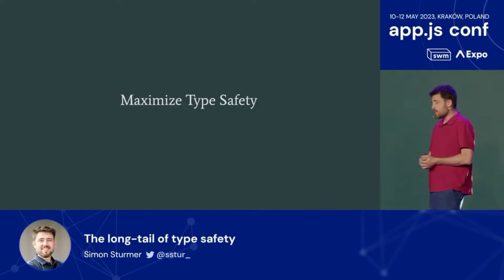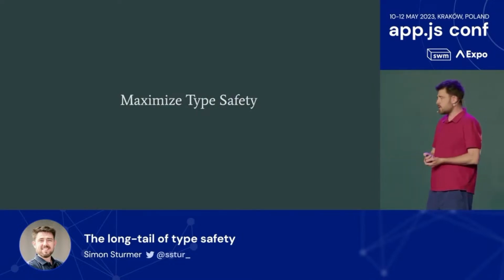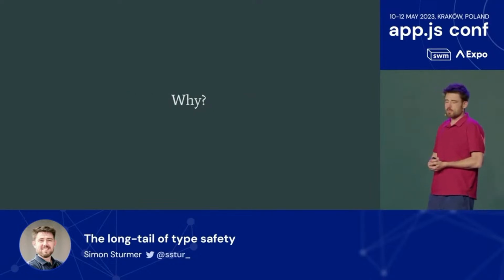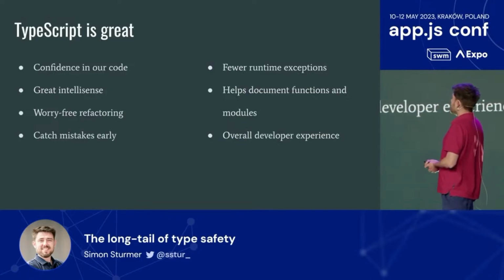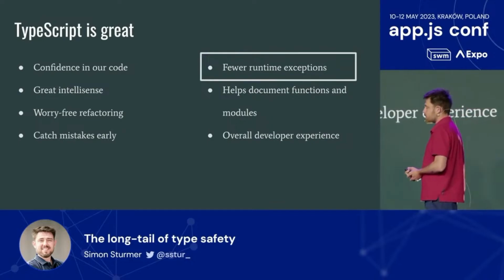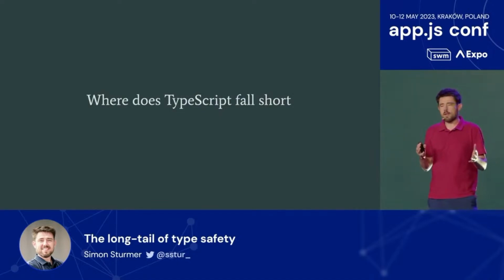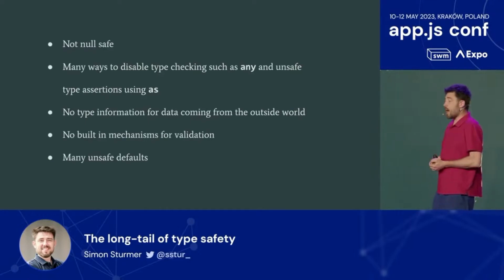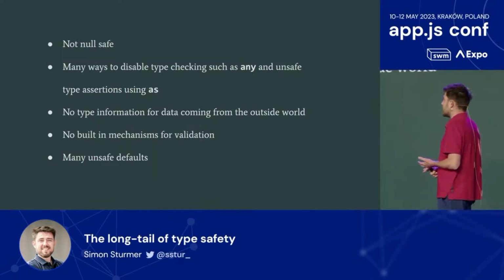But we're all here to learn about type safety, so we want to maximize type safety. We want to get a little bit more soundness out of TypeScript, at least as much as is reasonable, as much as possible. And why? Well, for all the reasons that we looked at earlier, right? We want that confidence in our code, and of course, most importantly, we want fewer runtime exceptions. So where does TypeScript fall short? Where can we kind of pick things up and squeeze more type safety out of the type system? So TypeScript is not null safe out of the box, which is unfortunate, but we can get most of the way there.